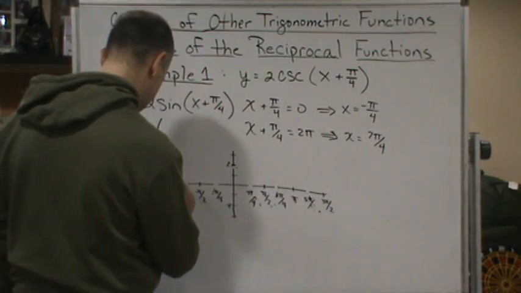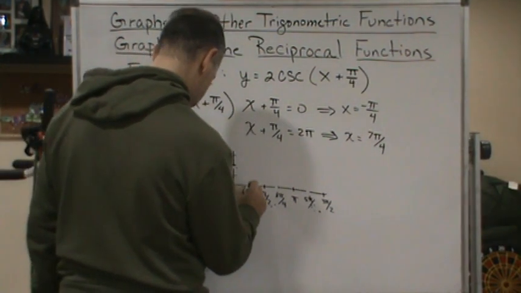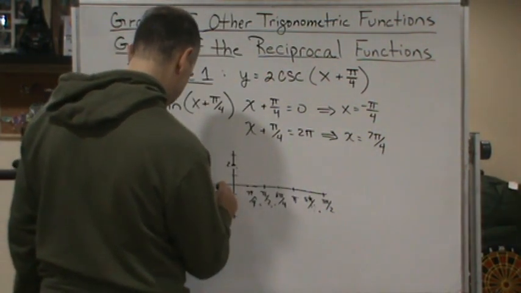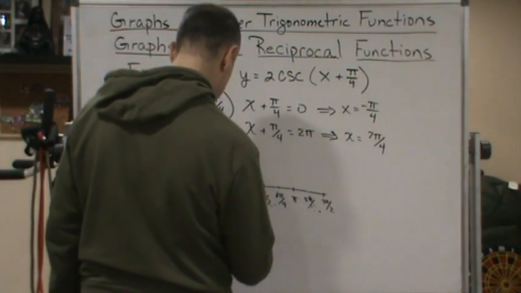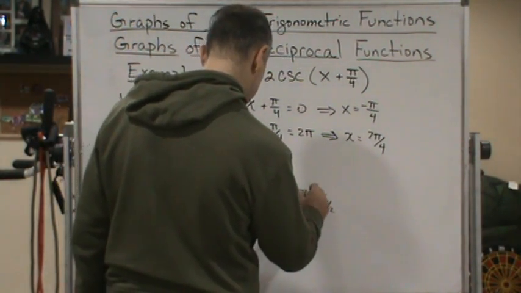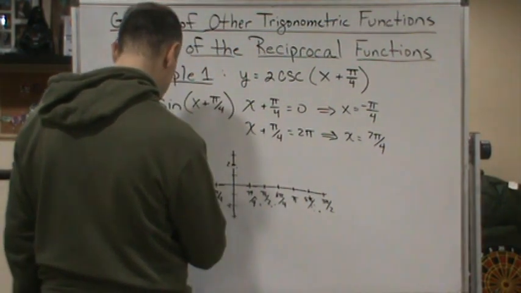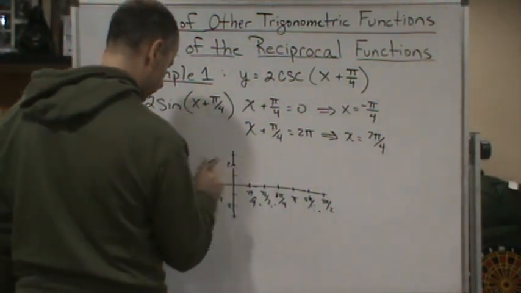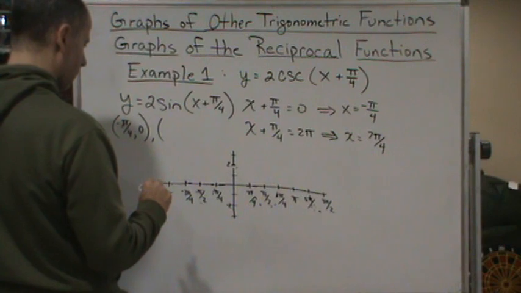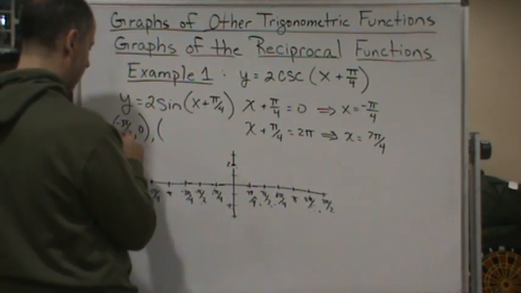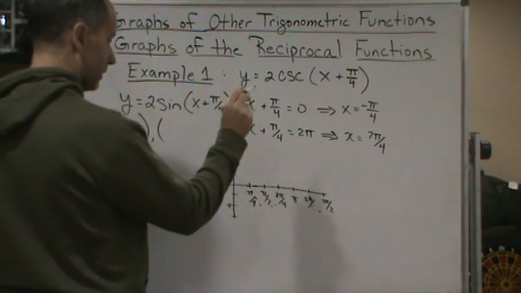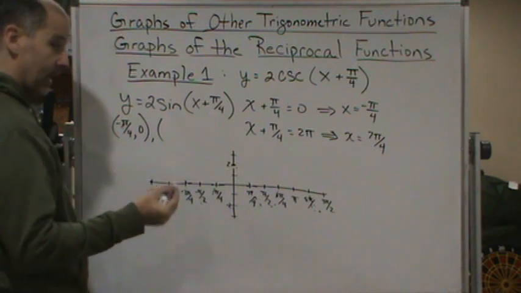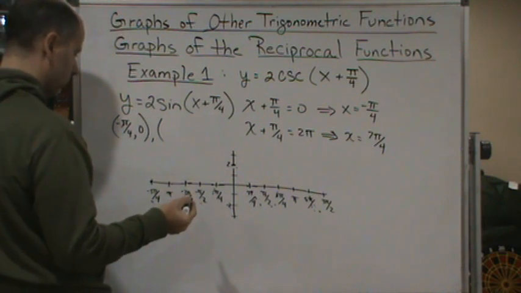Okay, so let's do this again. At negative pi over 4, and there, and there, and there. Okay, so let's redo this. So negative pi over 4 plus pi over 2. Pi over 2 is the same as 2 pi over 4.